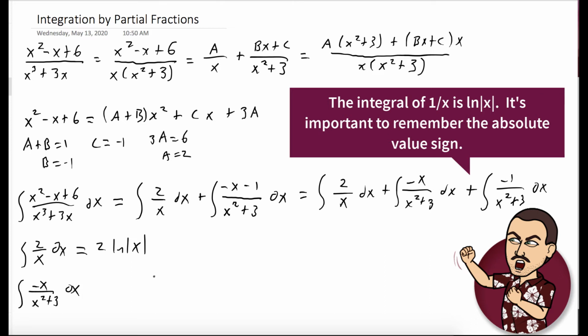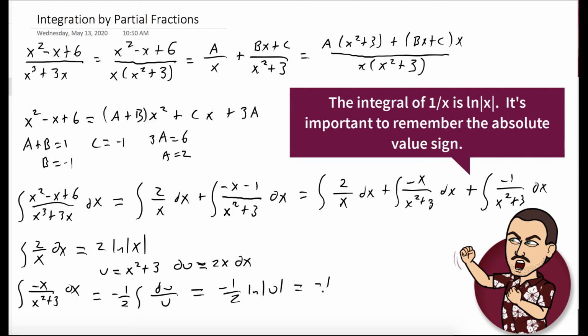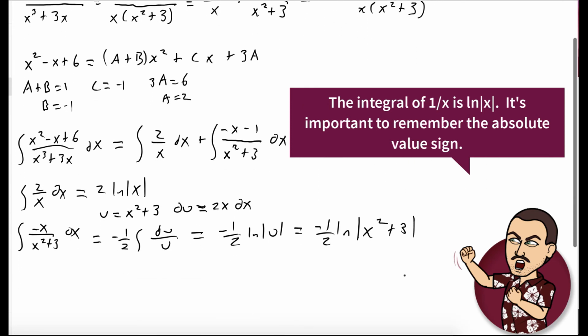Here we're going to see we could solve this using u substitution. We'll have u equal x squared plus 3, so du is equal to 2x dx. In our integral, we could rewrite as negative 1/2 the integral of du over u. Again, this is going to be negative 1/2 the natural log of the absolute value of u. And we're going to switch back. We started with x, so we should end with x. This is negative 1/2 the natural log of the absolute value of x squared plus 3.